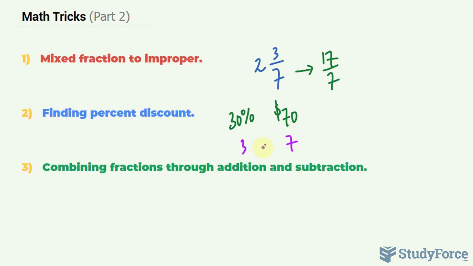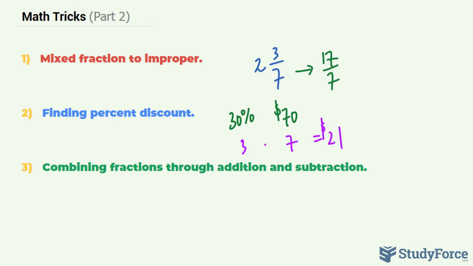You then multiply 3 and 7 together, and you end up with 21. This means that you'll be saving $21 from the 70. So all you'll be paying is $49. 70 minus 21 is 49.